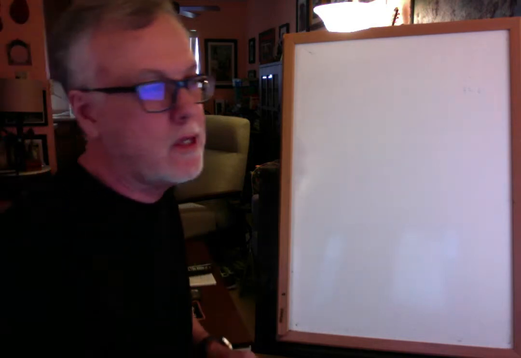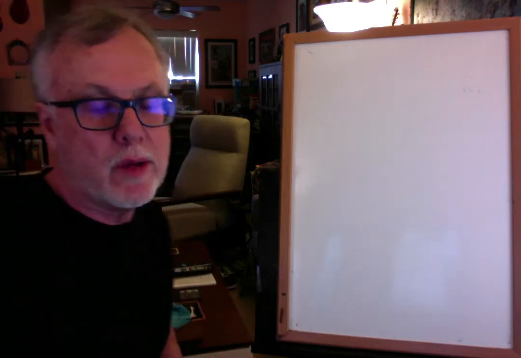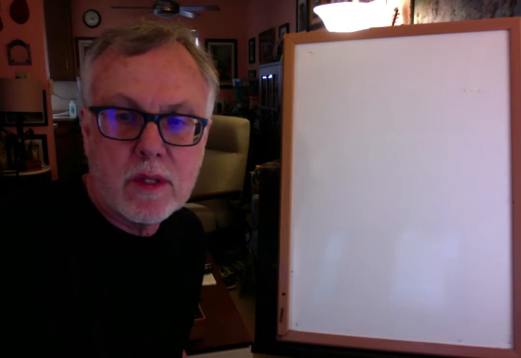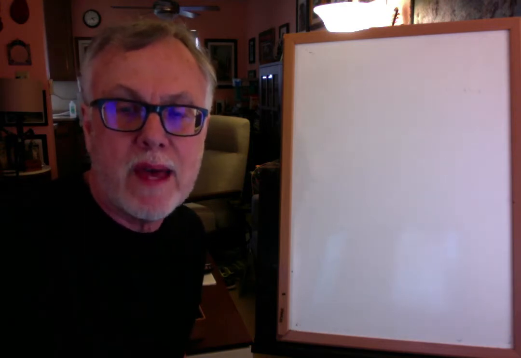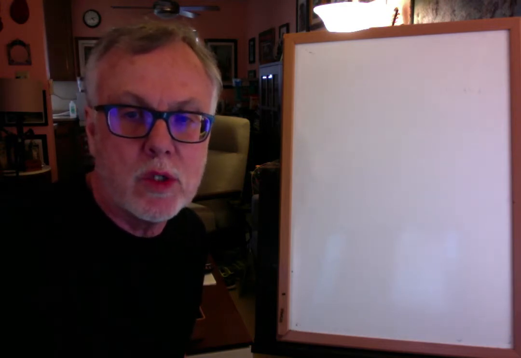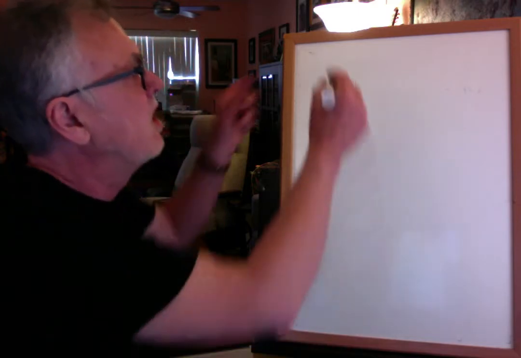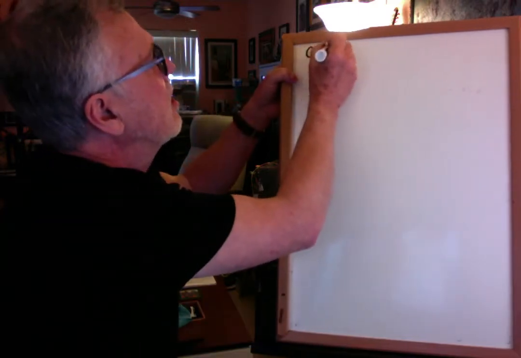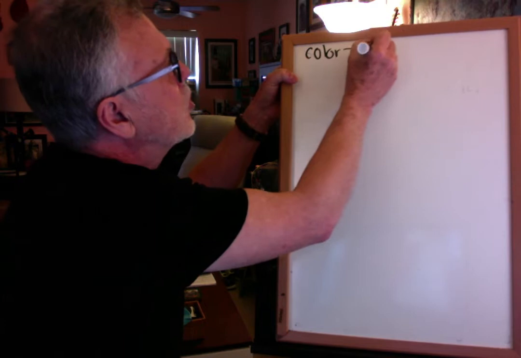Okay, guys, just to continue on. We just talked about the idea that stars vary in color, and that variation of color has to do with surface temperature. So, color is surface temperature.